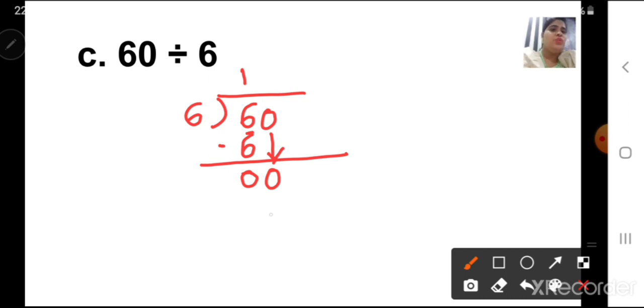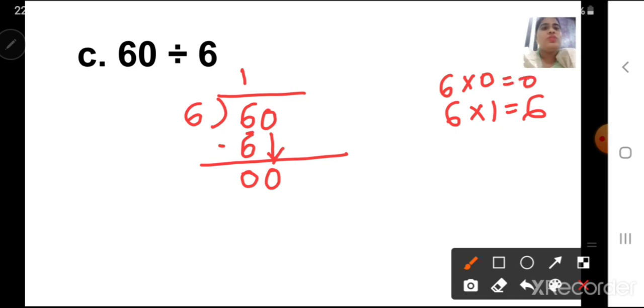Got it, children? Now this 0 is very important. You have to divide that 0 also. How are we going to do it? See children, in the multiplication table, 6 into 1 is equal to 6. But 6 multiplied by 0 is equal to 0. This also we have. So directly we can write 6 zeros are 0. 0 will come here, and then subtract it. 0 minus 0 is 0. Now children, here you can see the answer is number 10. Got it, children?